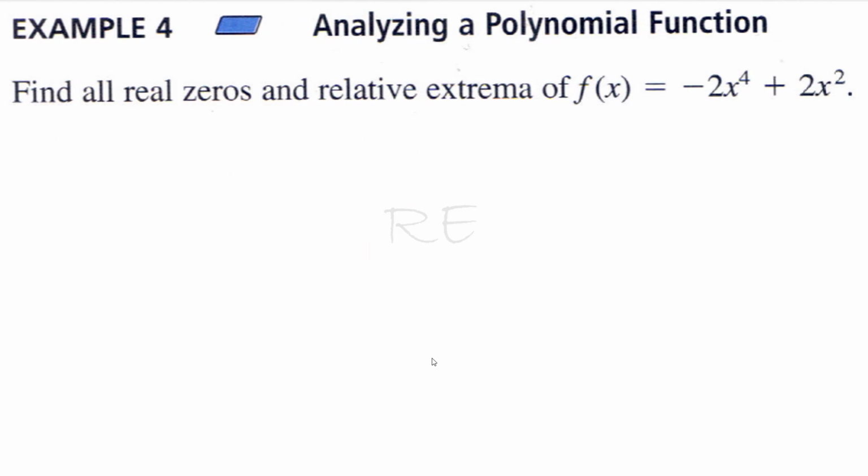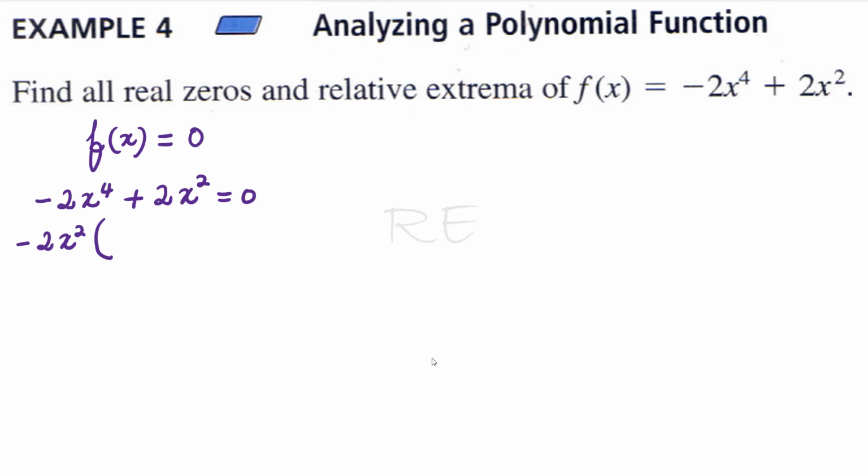Find all the real zeros and relative extrema of f(x) = -2x^4 + 2x^2. We set f(x) equal to 0, which means -2x^4 + 2x^2 = 0. Negative 2x squared is the greatest common factor. When we factor it out, we get -2x^2 times (x^2 - 1) = 0.